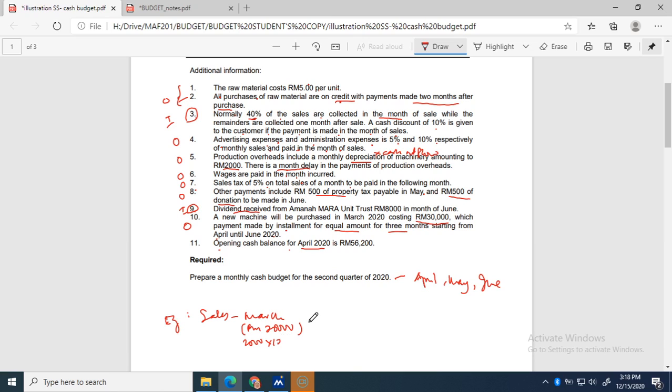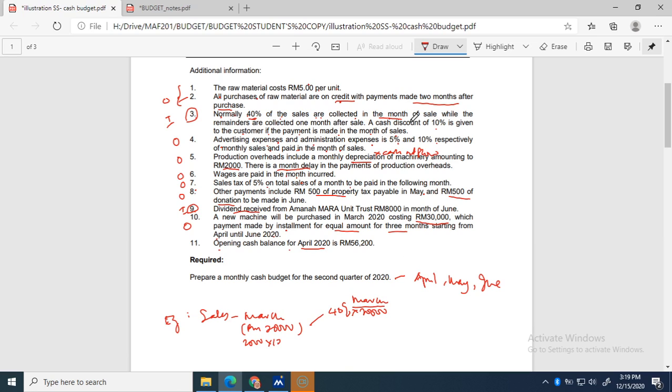Okay, how is the money collected? Is it cash sales or credit sales? Now we refer to number 3. Normally 40% of sales are collected in the month of sales. So there is 40% times 20,000 collected in the month of sales, that means collected in March.